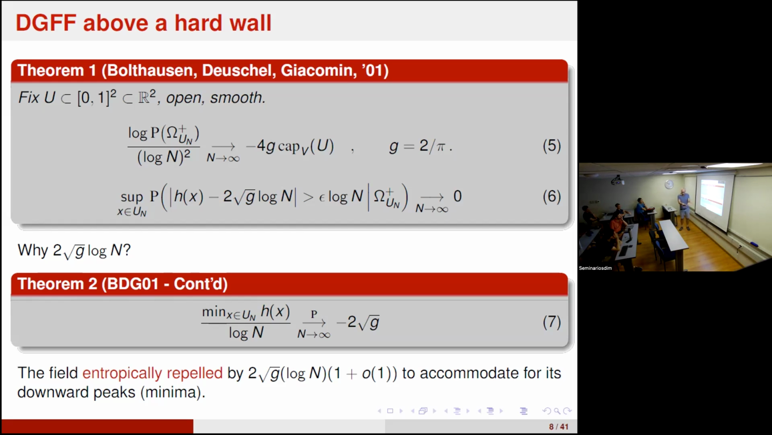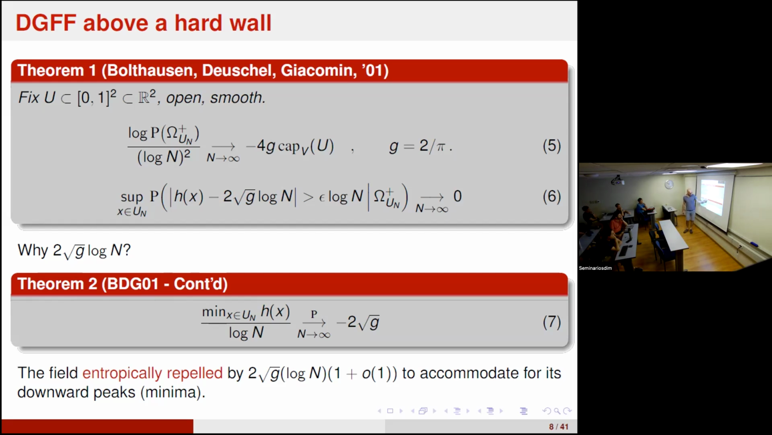I'll get to this later. So this whole thing lifts up dramatically, way more than what you want. Why 2 squared of g log n? Well, in order to do this, they show the following. If you take an unconstrained discrete Gaussian free field and you look at the minimum, if you don't constrain it to be positive, what's the minimum? Well, the minimum on first order is 2 squared of g log n. So the reason that it goes up by 2 squared of g log n is to make room for the minimum.